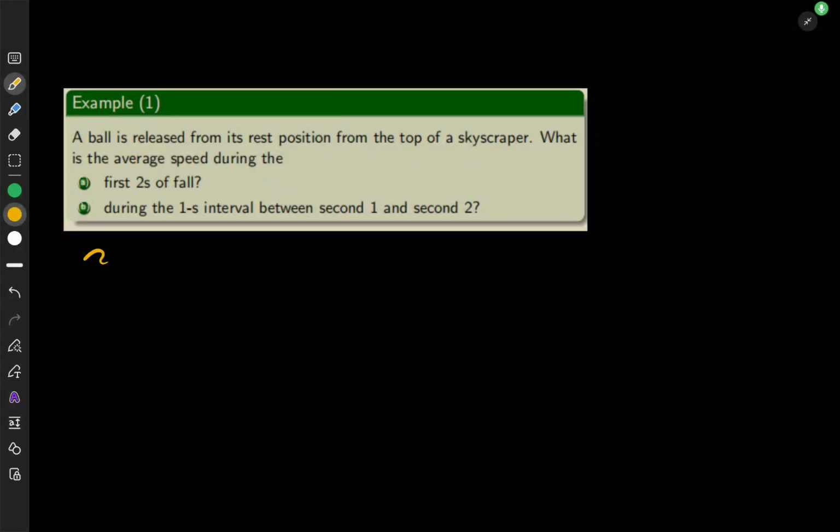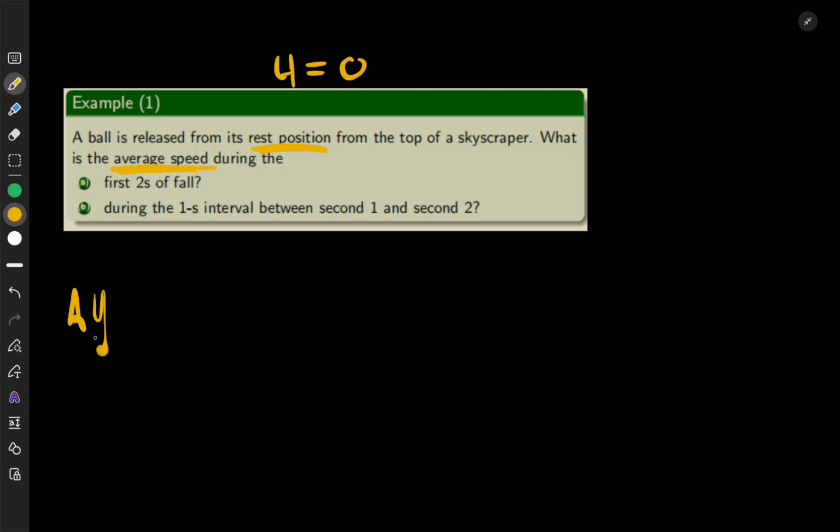Okay, so here is the first question, which says a ball is released from its rest position. That means the initial speed is 0. From the top of a skyscraper, what is the average speed? Average speed, remember, is one of the things.